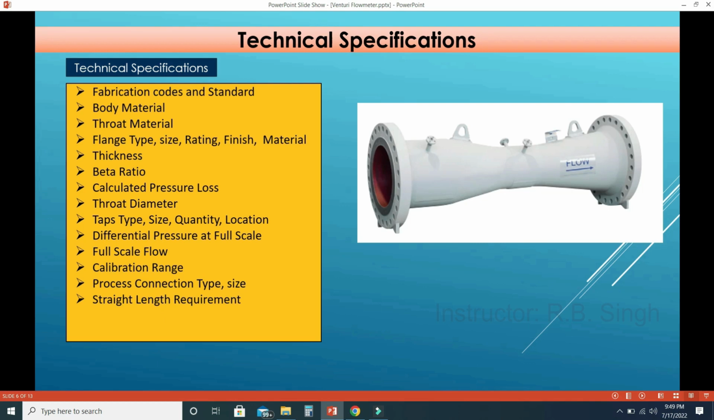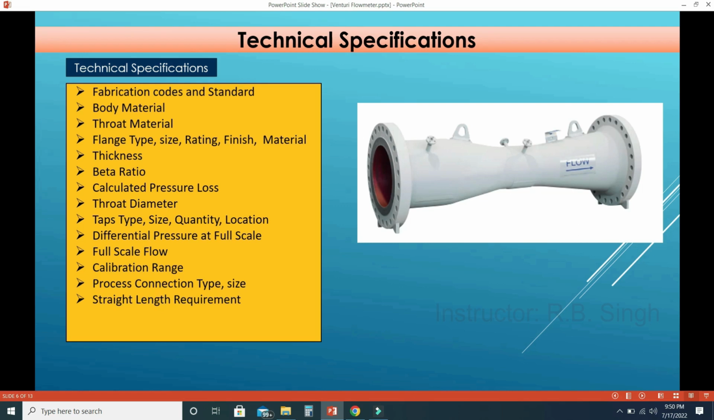Differential pressure at full scale. In the sizing calculation, differential pressure at full scale will be provided. That can be used for calibration also. Full scale flow is also available. Generally we consider 10% of maximum flow as the full scale flow as per our requirement. The same will be considered by the vendor also. Sometimes they can regulate it a little bit, so it can be modified, like upper limit or lower limit. Calibration range can be provided with the help of differential pressure at full scale flow. So from 0 to that differential pressure at full scale is the calibration range for the transmitters.